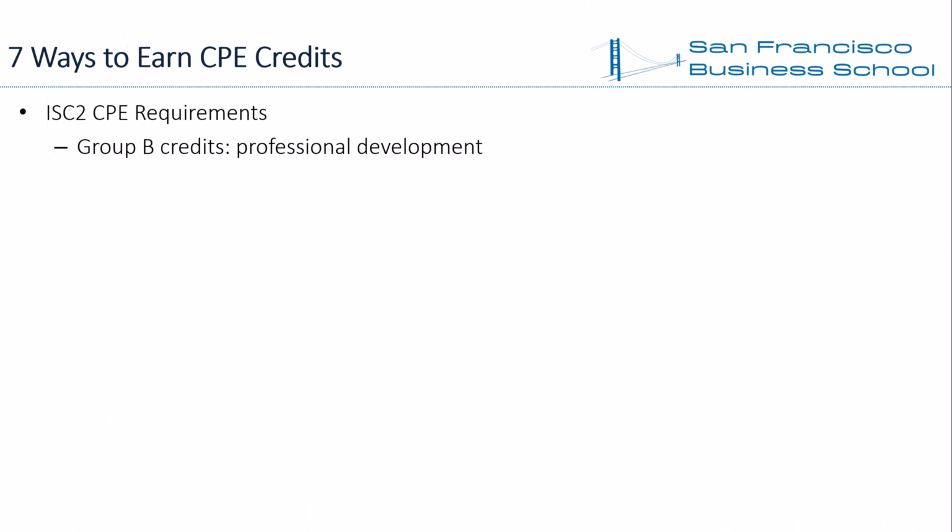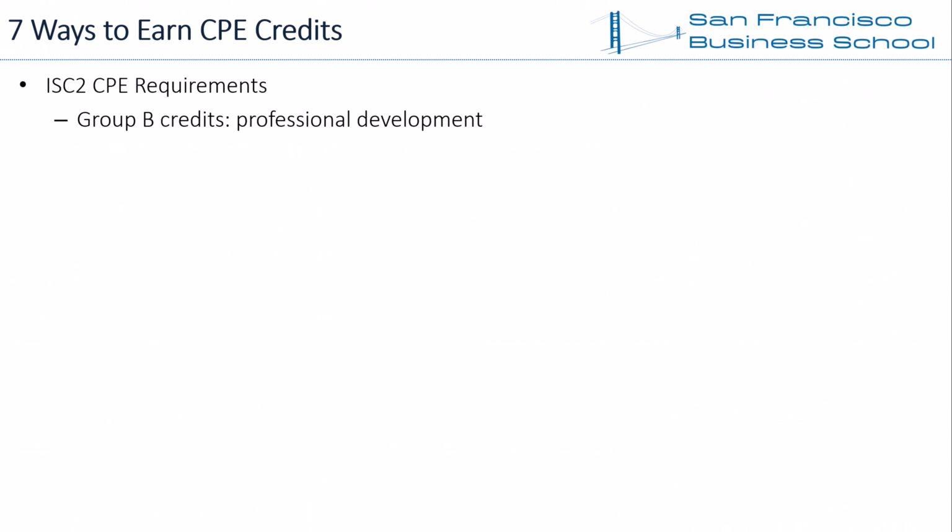Group B credits, professional development. Group B credits are earned for completion of general professional development activities that enhance your overall professional skills, education, knowledge, or competency outside the domains associated with your respective certifications. This can include programs such as professional speaking or general management courses.